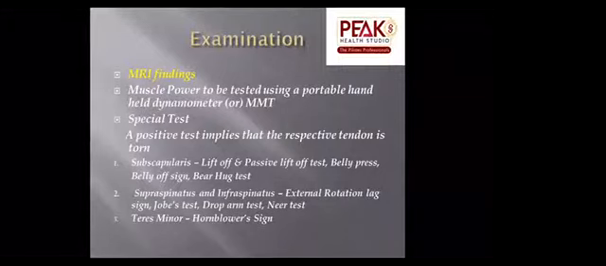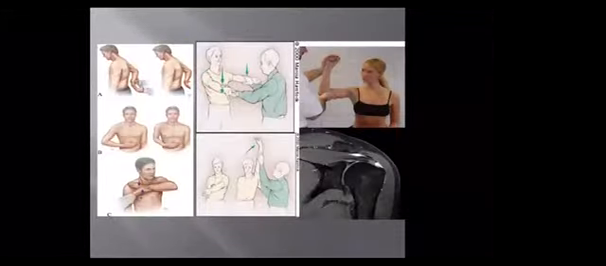In the subscapularis lift-off test, the patient's hand is held in extension with internal rotation, keeping the hand in the mid-lumbar region, and the patient is asked to lift the hand off the back. If the patient can't lift the arm back, the test is positive, and we can assess the muscle power of the subscapularis with this too.